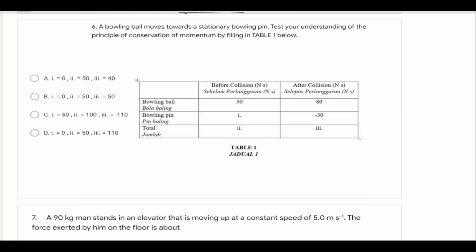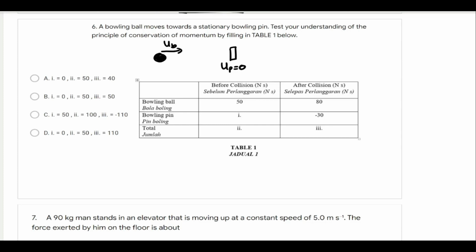Okay, so question number 6, we have a bowling ball move towards a stationary bowling pin. Okay, kita ada bowling ball. It's moving in this direction. Kita ada UB. Ini adalah bowling pin. Sorry, saya tak pandai lukis. Okay, so UP, bowling pin is at rest. Okay, test your understanding of the principle of conservation of momentum by filling in the table 1 below.